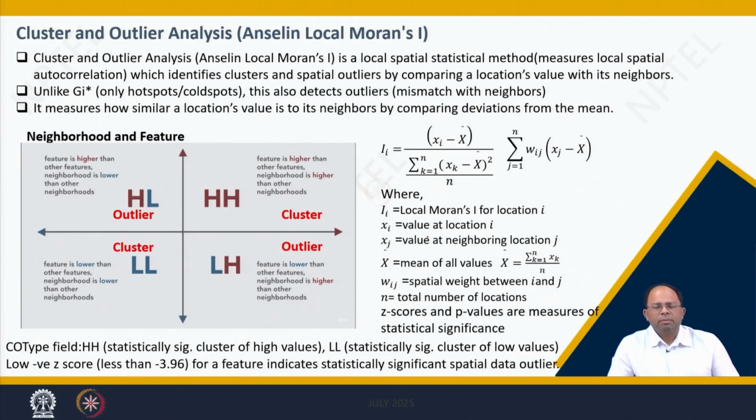Next we will do something similar, but here we use a different statistic, which is Anselin local Moran's I. Here we are doing both a cluster and outlier analysis. We are not only interested in knowing which are the high value clusters or the low value clusters, but we are also trying to understand if there are outliers as well. That means there is a low value in the presence of all high values, or everything is high value and one value is low. So that becomes an outlier.